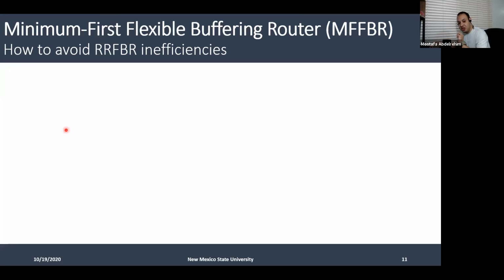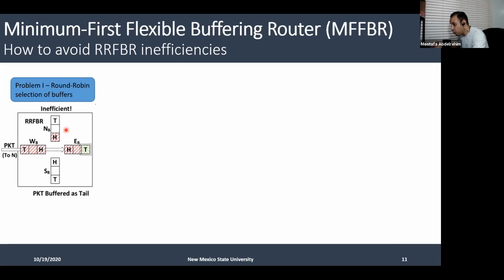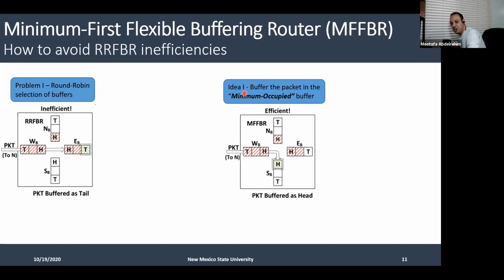deals with these specific two problems in the round robin flexible router. So the first problem is the round robin criteria, and here is the example in which the packet is stored as a tail, and here is our new criteria, which is to choose the buffer with the minimum occupancy. So in here, south buffer is the minimum occupied buffer. It has no packets at all. So the router would choose south buffer over the east buffer to store this incoming packet.